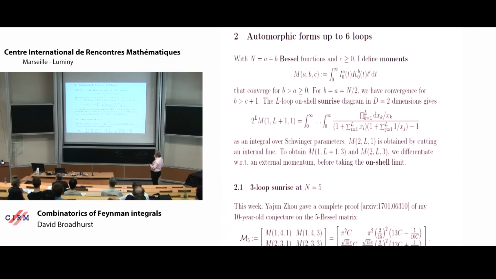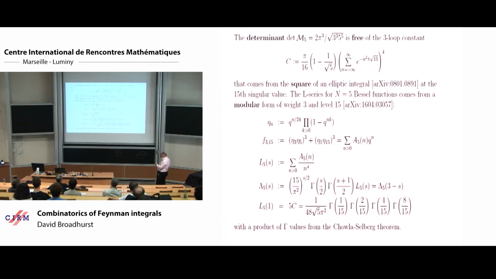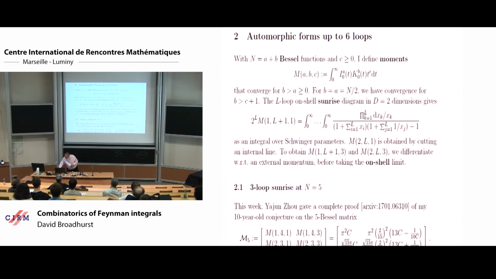Okay. So, these are the internal Bessel functions. I only have one external one down there. Let's look at that situation. L-loop diagram. It's an L-dimensional integral over d log x1, d log x2. And at the bottom, we take the sums of the x's, and we multiply them by the sums of the reciprocals of the x's, and we subtract 1. That's for the external momentum.